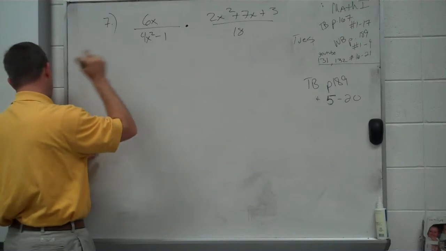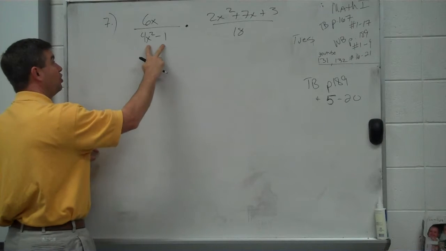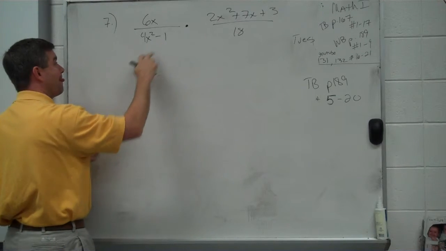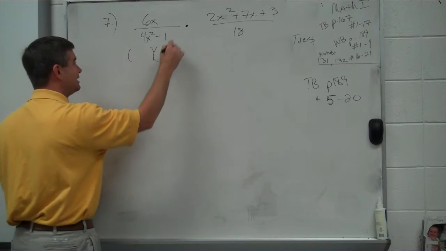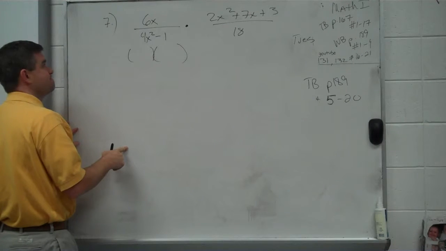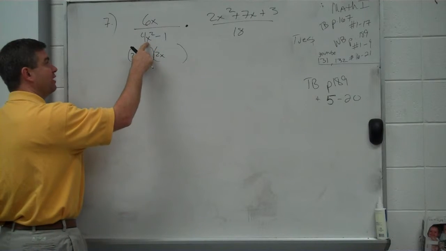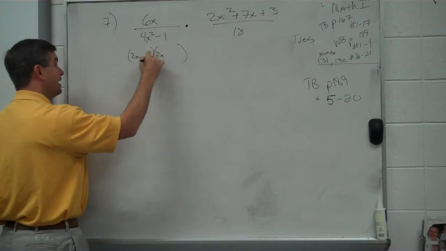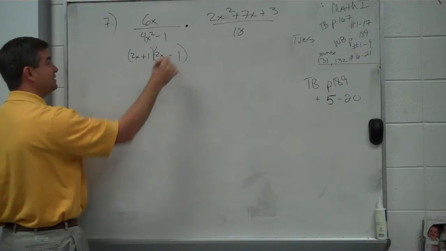What does this factor into, Dean? 4x squared minus 1. What's this called? Dean? Difference of perfect squares. All right, so what does it factor into? 2x and 2x. The square root of 4x squared is 2x, and 2x. Then I know it's got to be 1 and 1. 1 times 1 gives me 1. One's got to be positive, one's got to be minus.